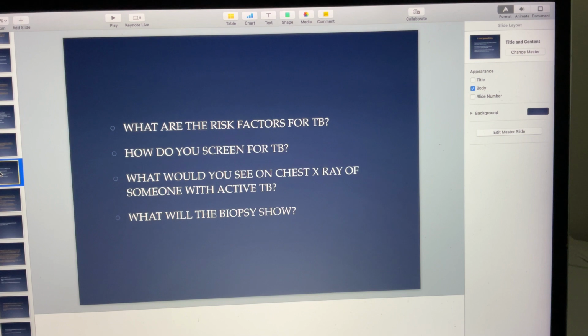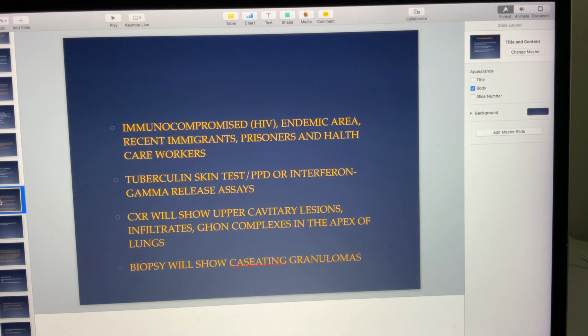So let's start with the risk factors. The risk factors are being immunocompromised, such as someone with HIV, or someone coming from an area where TB is common, or recent immigrants, or prisoners, or those who work in healthcare. How do you screen? You can do a tuberculin skin test, which is also known as PPD, or you can do interferon gamma release assays.